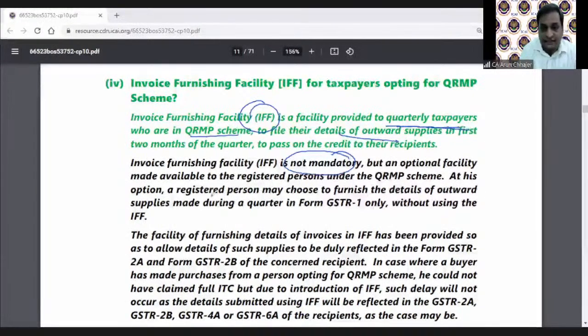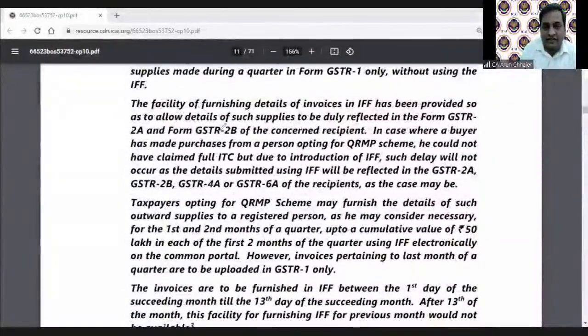In this option, a registered person may choose to furnish the details of the outward supply made during the quarter in the GSTR 1 only. If he wants not to add, he is okay, no problem. What is the benefit? The transaction will appear in GSTR 2A, 2B of the concerned recipient. Up to a cumulative value of the 50 lakhs is maximum in each of the first 2 months.